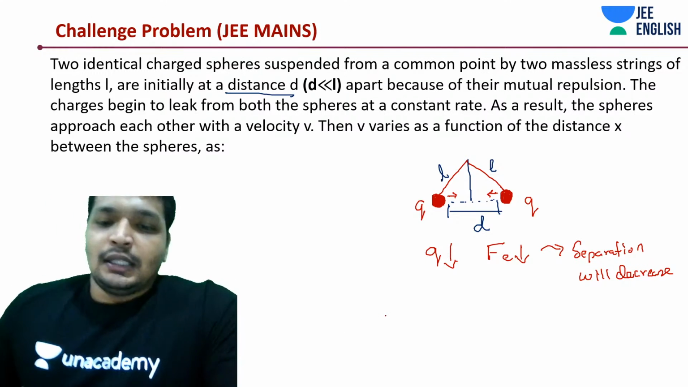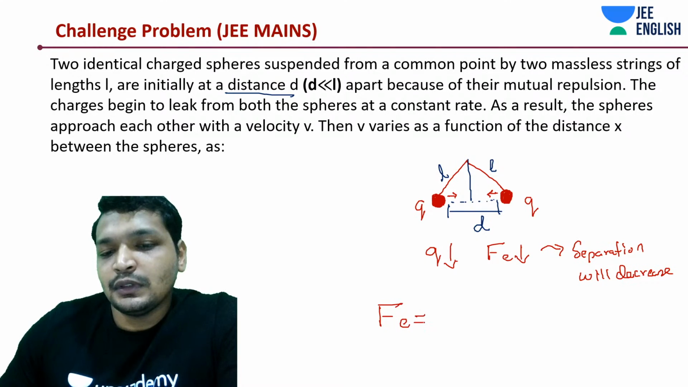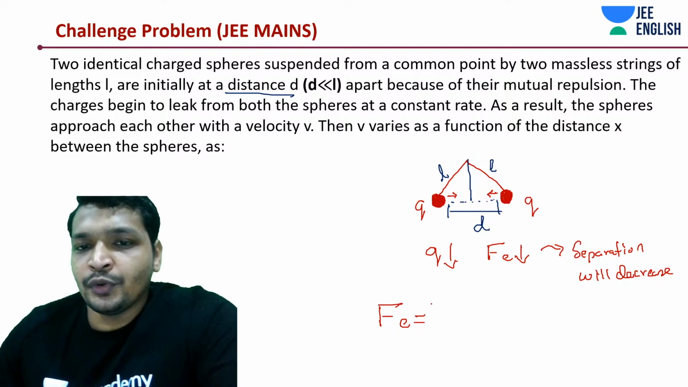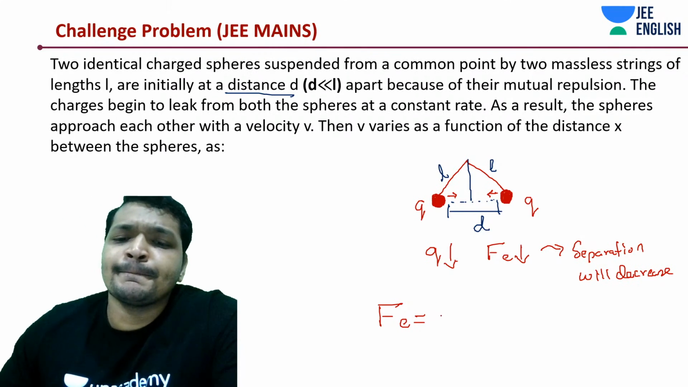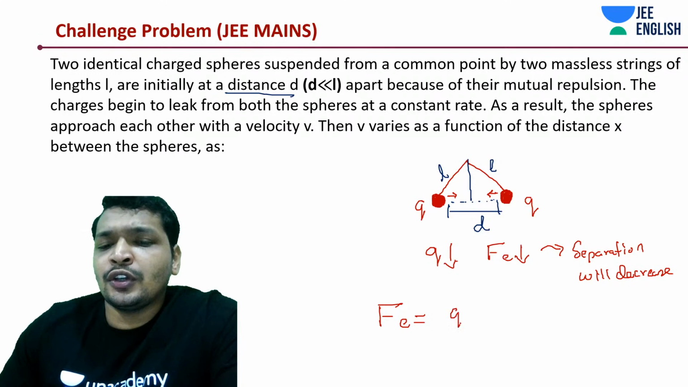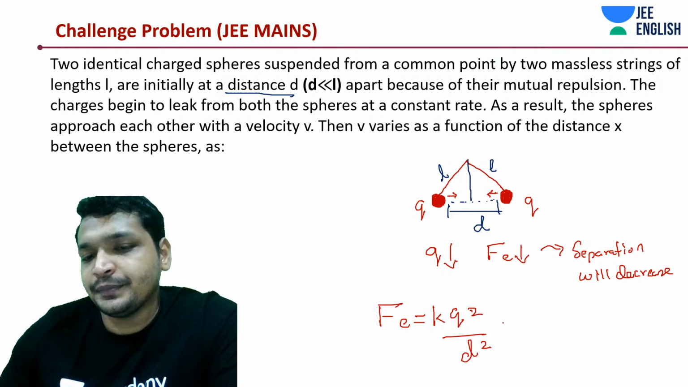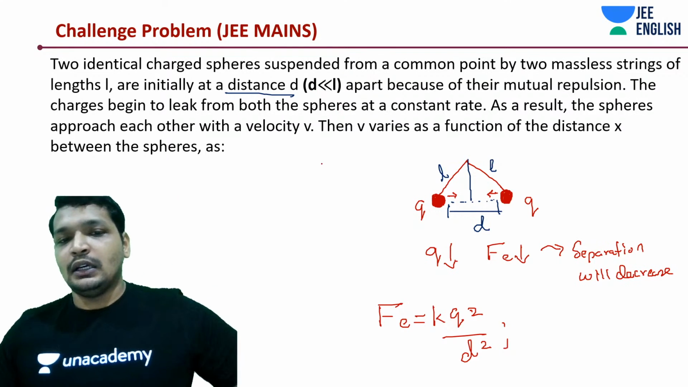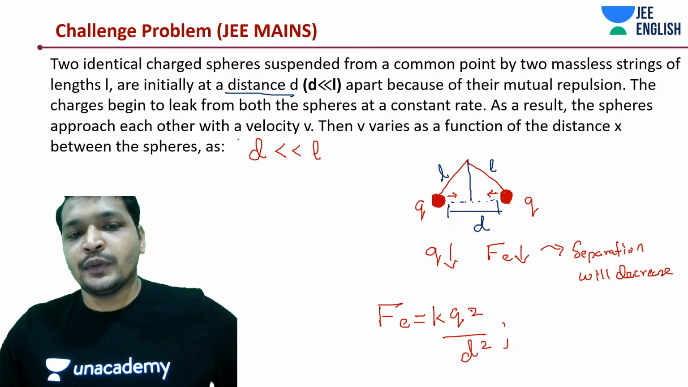Now the thing is, what is the initial electrostatic force between both of them? It was something like K into both are identical charges, K Q square by R square. In this case, it is d square. Now d is less than L. One more relation, an important relation. Somewhere it will be useful, don't worry.